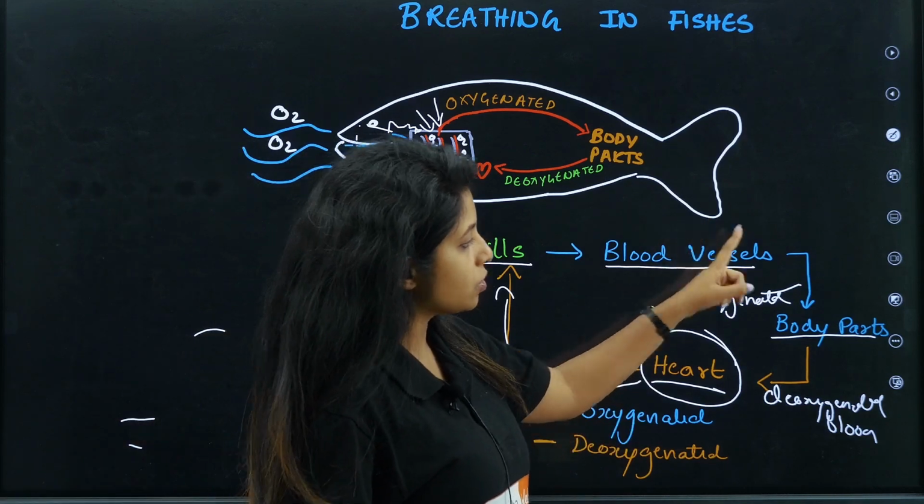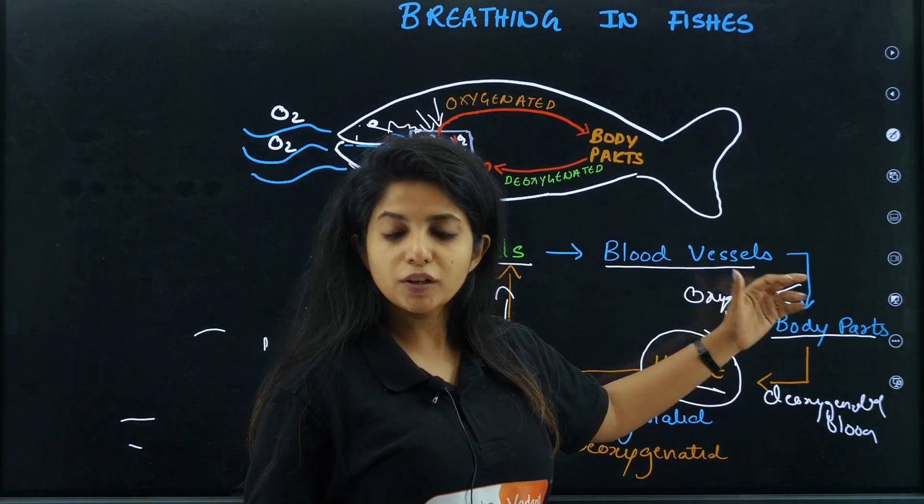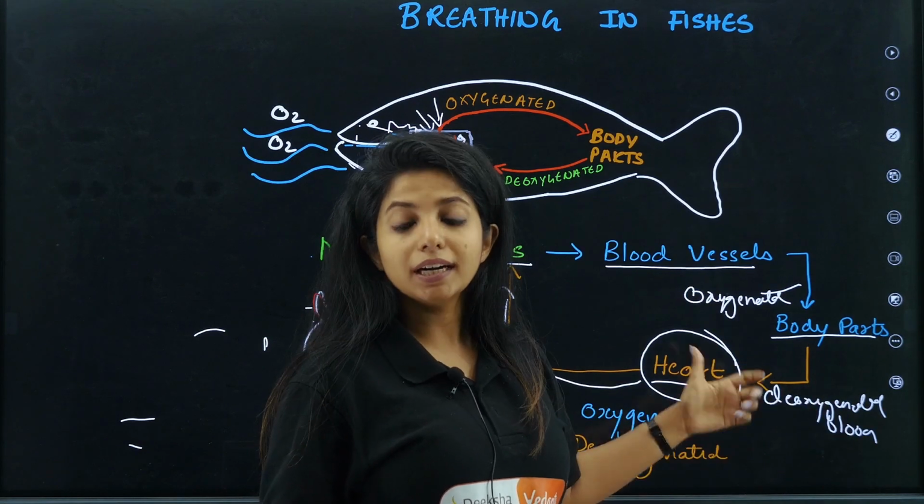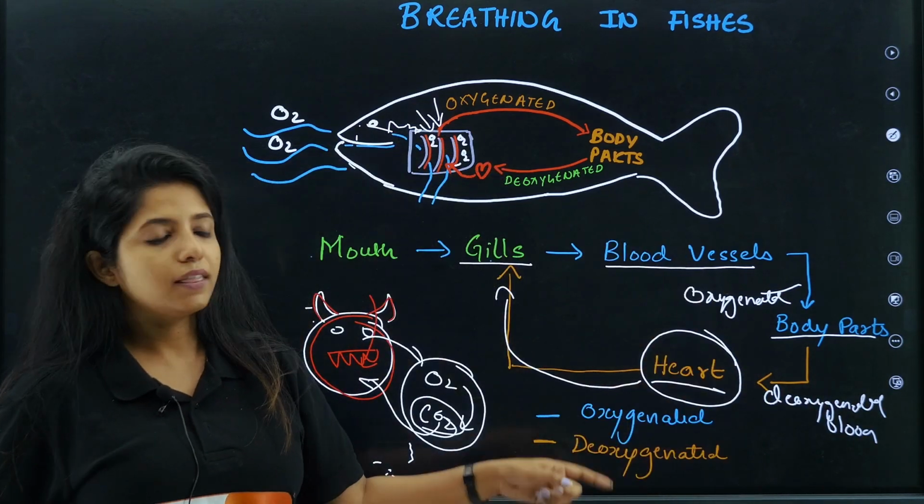So basically, the oxygenated blood goes to the body parts. In the body parts, the oxygen is utilized and carbon dioxide is gained. That is why we say it's deoxygenated. It goes to the heart, the heart pumps deoxygenated blood, and then it goes to the gill.